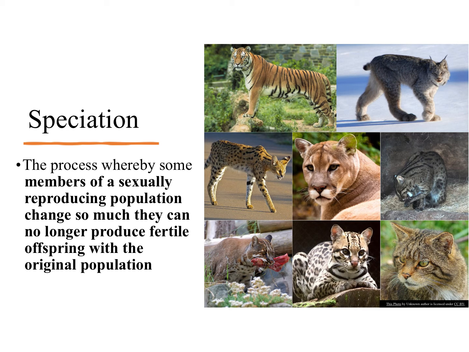Therefore, that's where we draw the line. So tigers and lions are different species. They don't produce fertile offspring. Does that like help you understand where we draw the line between 2 different species? Okay.